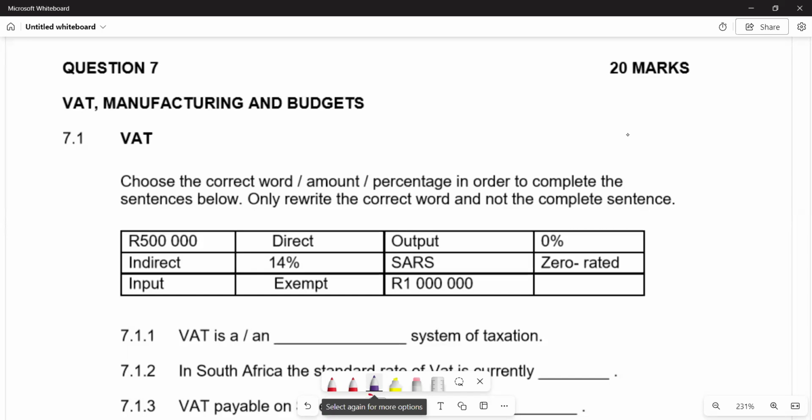In this video, we want to look at a question on cost accounting. We're going to look at manufacturing and budgets, and also we're going to look at VAT. So this is the question that we have, and it has got 20 marks.